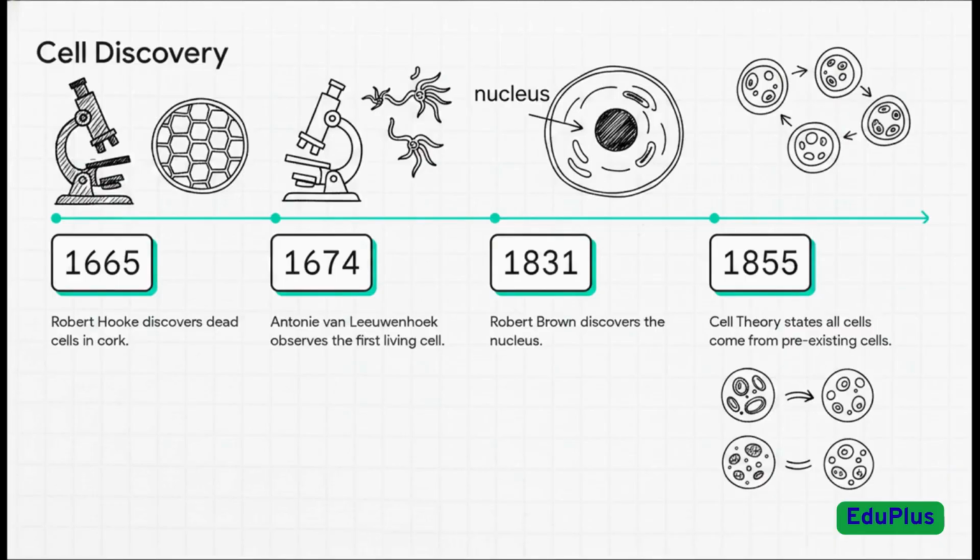Less than 10 years later in 1674, Anton van Leeuwenhoek observed the very first living, actively moving cells. Fast forward a bit to 1831, Robert Brown peers even deeper and discovers the nucleus right inside the cell. And all of this rapid discovery ultimately culminated in what we call the cell theory between 1838 and 1855, which basically established that all plants and animals are fundamentally made of these exact same tiny units.